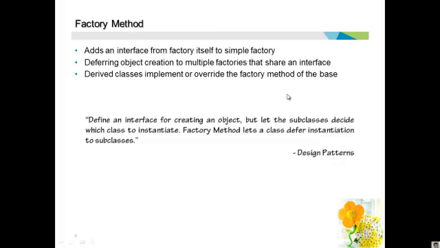which says: define an interface for creating an object, but let the subclasses decide which class to instantiate. Factory method lets a class defer instantiation to its subclasses.